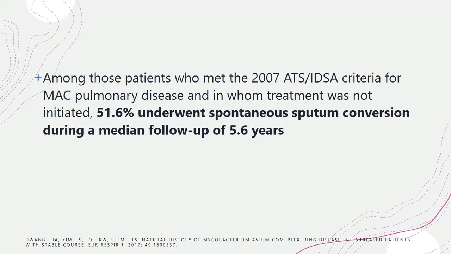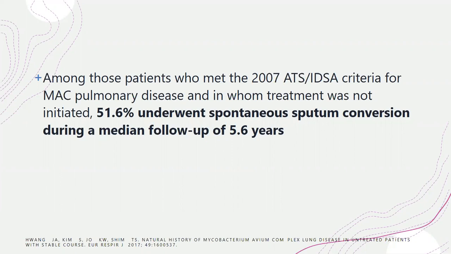Among the patients who did meet the diagnostic criteria, if they were followed up for 5.6 years, actually 51.6% of those underwent spontaneous sputum conversion even without any treatment. So one thing is that a subset of these patients don't even develop progressive disease. And among those who do develop progressive disease, a subset can undergo spontaneous sputum conversion, up to even half of them, with a median follow-up in this study of about 5.6 years.